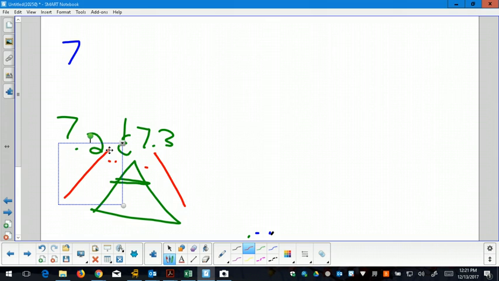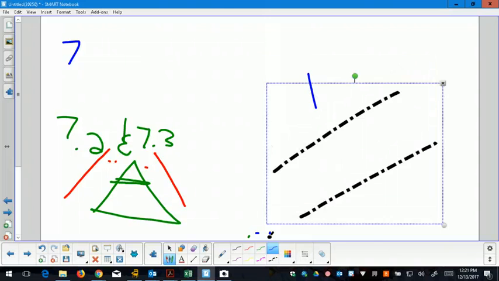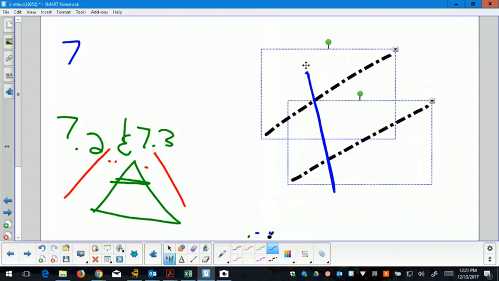That is different from what we're doing in 7.4 based on 7.4 notes. 7.4 notes says you have two parallel lines, and they cut two different transversals.